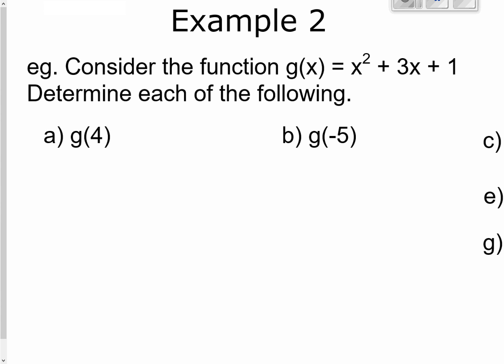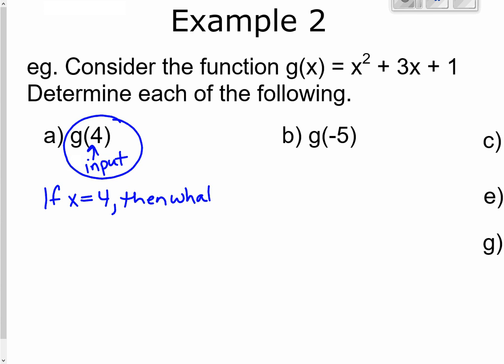G of 4. So remember on the previous slide where I said this was your input? Well, this is our new way of writing if x equals 4, then what is the output? That's what that little g bracket 4 bracket actually says. Isn't that amazing? So little, so concise, so simple, but yet it means this great big sentence. If x equals 4, then what is the output?